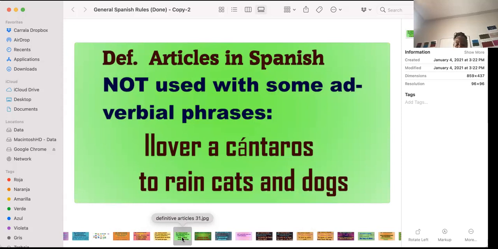An adverbial phrase, llover a cántaros, which means to rain cats and dogs. Well, sometimes in English, but see, here the translation is totally different. If you were to translate to rain cats and dogs and put llover gatos y perros, they're not gonna know what you're talking about, even if you translate the words into Spanish, because that's not how they say it. They say llover a cántaros.